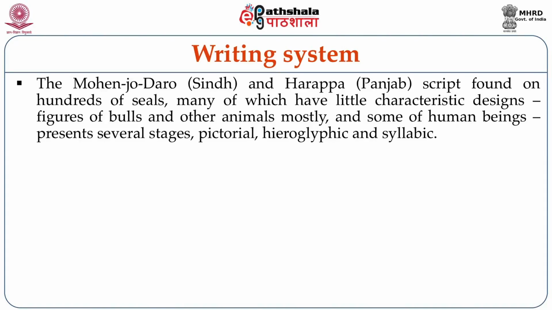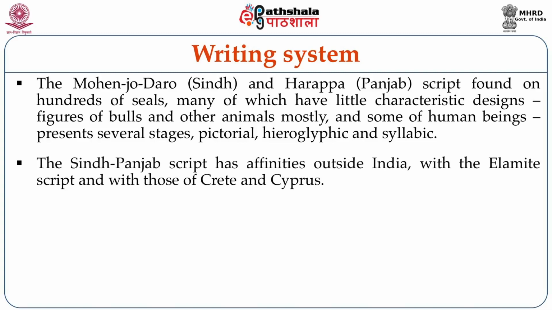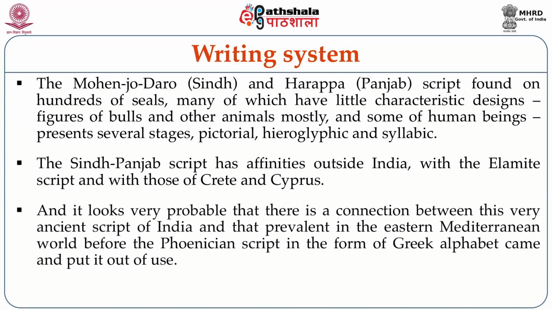The Mohenjo-daro, that is Sindh, and Harappa, that is Punjab, script, found on hundreds of seals, many of which have little characteristic designs, figures of bulls and other animals mostly, and some of human beings, present several stages: pictorial, hieroglyphic, and syllabic. The Sindh-Punjab script has affinities outside India with the Elamite script and with those of Crete and Cyprus. The Mohenjo-daro and Harappa script found on hundreds of seals are very important from the Indian point of view.